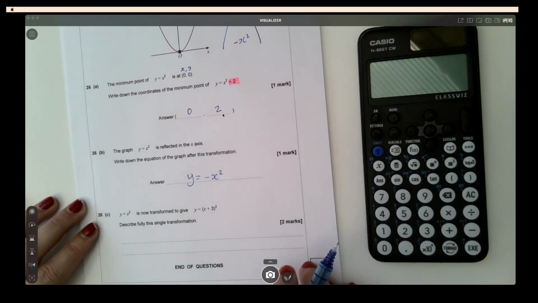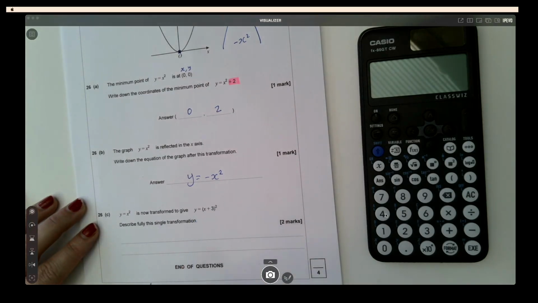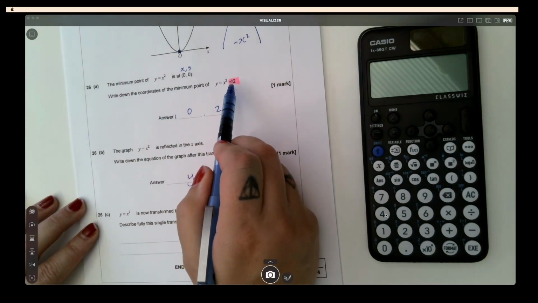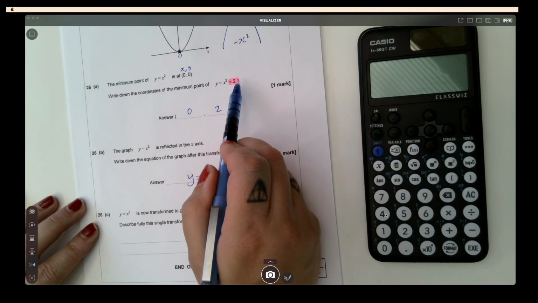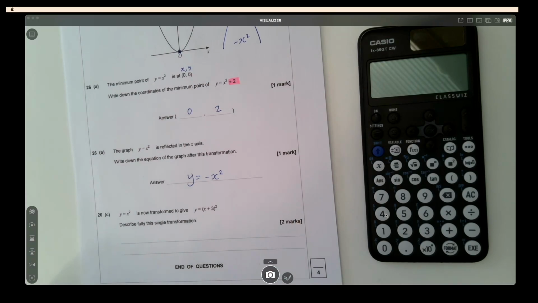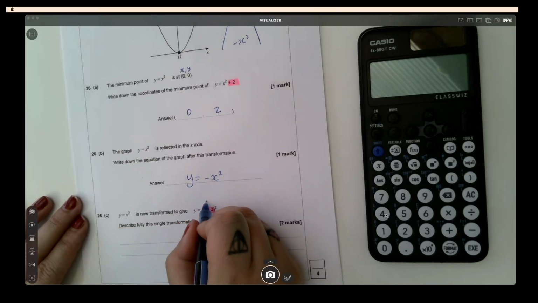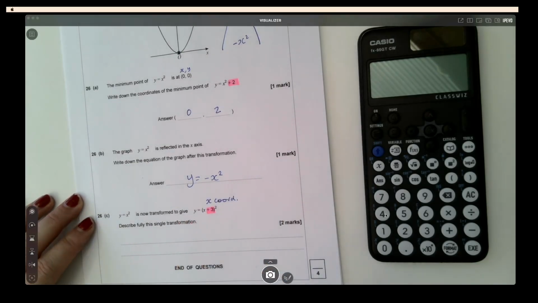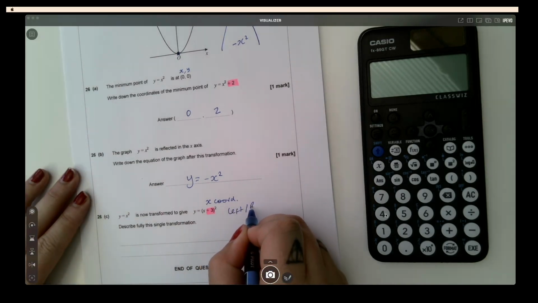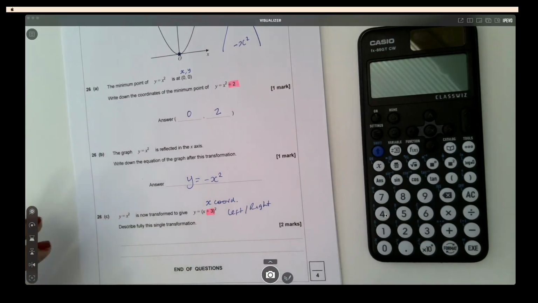And then 26c, y equals x squared is now transformed to give y equals x plus 3 all squared. Describe fully this single transformation. Up here, this difference in the equation was not attached to the x and the squared term, so it dealt with the y coordinates. Here, this plus 3 is inside the brackets, inside the squared term, so this is dealing with the x coordinates, or what we do to move this graph sideways, left or right. The y deals with up and down.